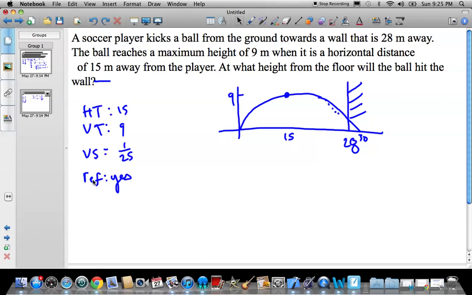Alright, so this is my workings here. So let me write my quadratic formula now, or transformational form. So I got my negative. This guy's going to flip over. Y minus 9 is equal to x minus 15 squared. So it says, at what height from the floor will the ball hit the wall? Well, the ball is going to hit the wall at x equal to 28, right? So x equals 28. So I'm going to stick this 28 in here, but first what I'm actually going to do is rearrange this into standard form.